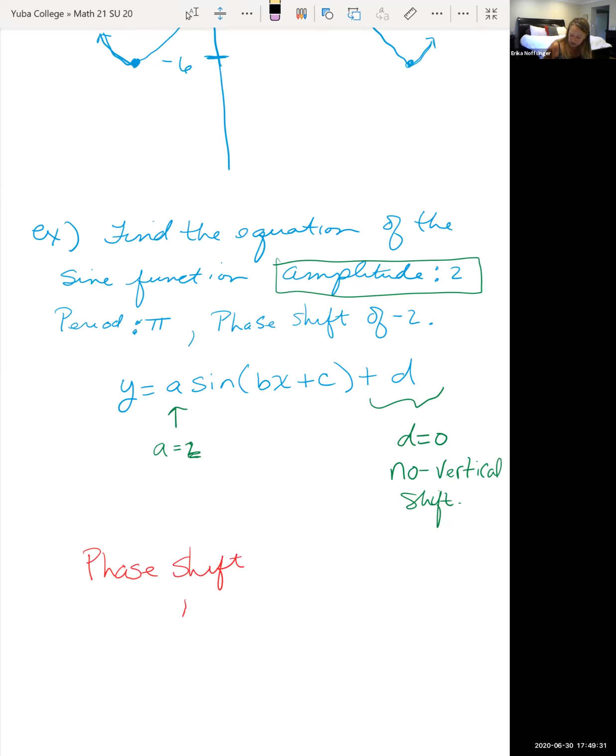And then let's go back up here and plug in 2 for B. If we do that, we get C all over 2 equals -2. Multiply both sides by 2 to get rid of the 2 underneath the C. We get C is equal to -4.